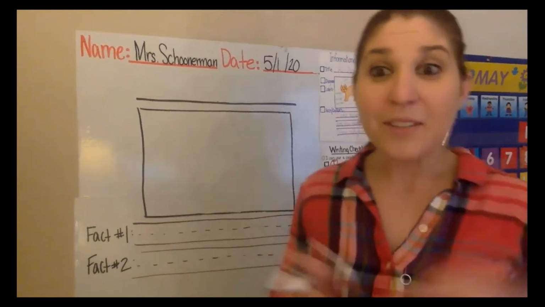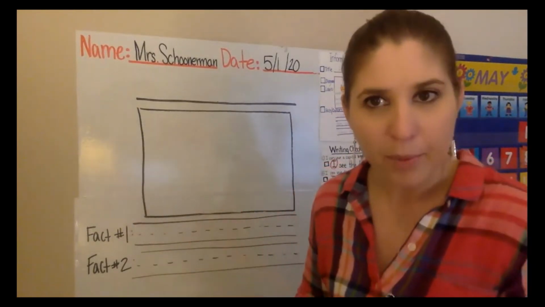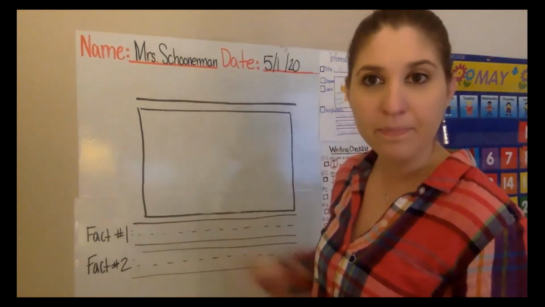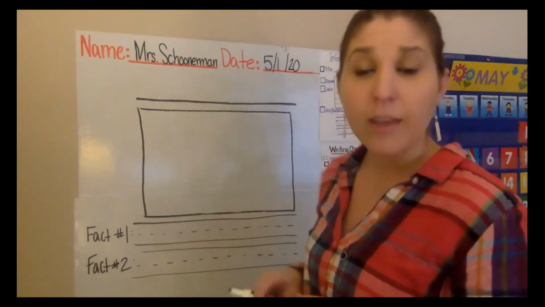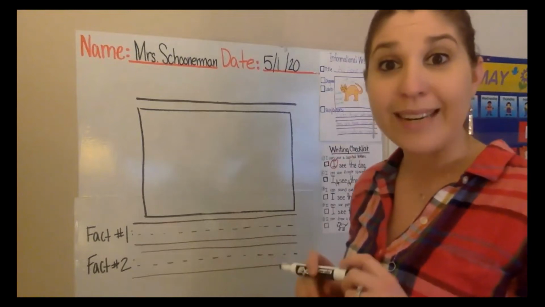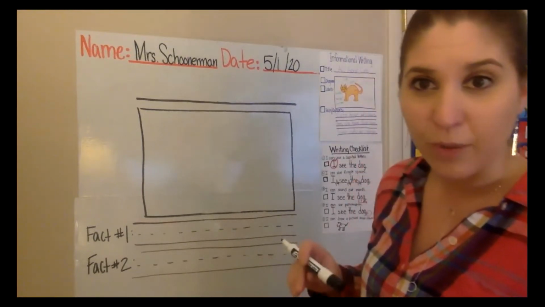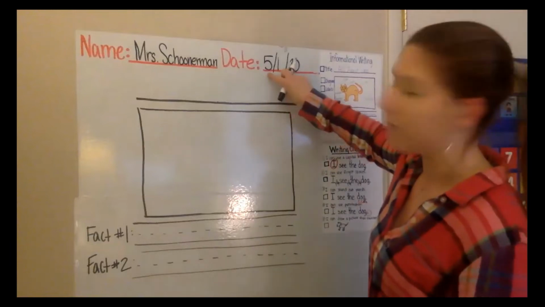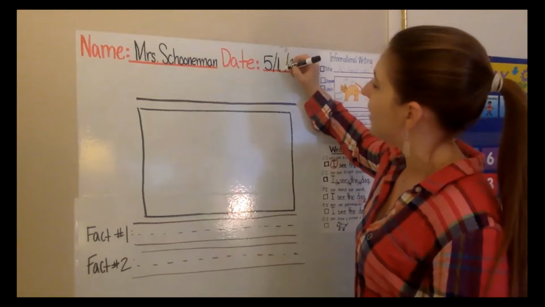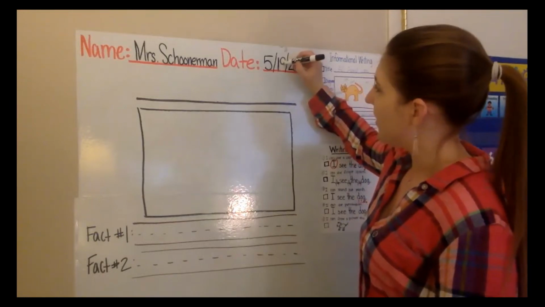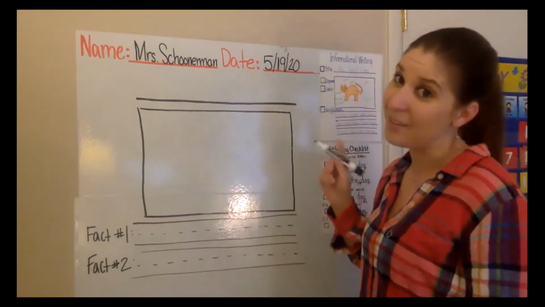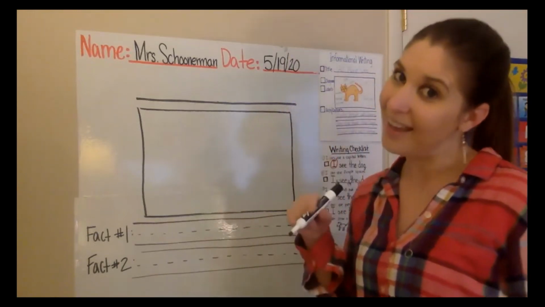All right. So, of course, the first thing that you want to put on your paper is your name. So go ahead and write your name and write today's date. If you're watching this on Tuesday, then today's date is May 19th, 2020. I already wrote the 5 for May. And then there's a 1, down and down you run. That's the way to make a 1. Make a circle, then a line. That's the way to make a 9.